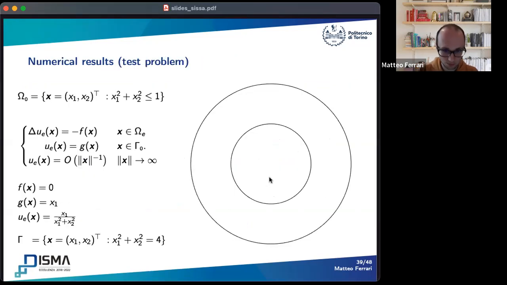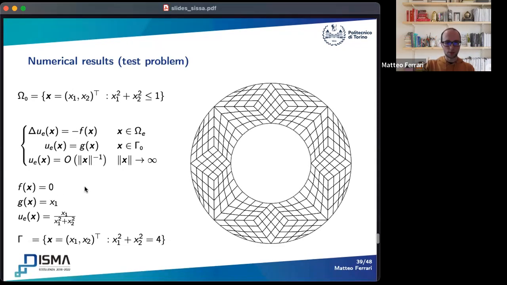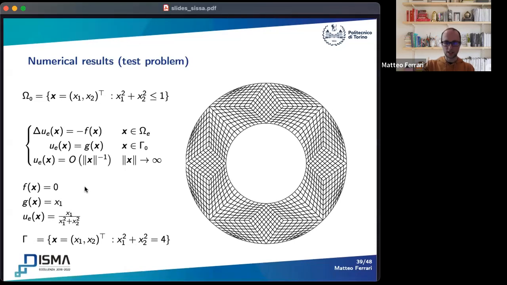Just an easy example. This will be the example for all the numerical tests, so I will specify precisely what it is. We take omega zero, a circle with radius one, and the artificial boundary, again a circle, with radius two, and we solve this problem with this data. These are three meshes obtained with Gmsh, refining by splitting.